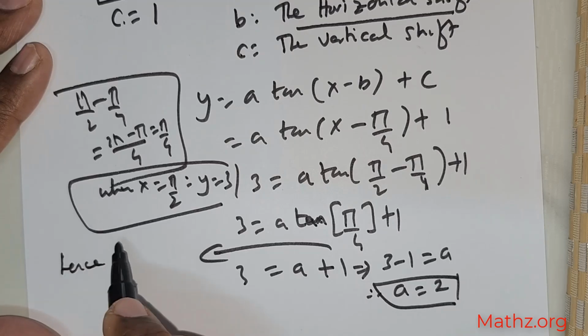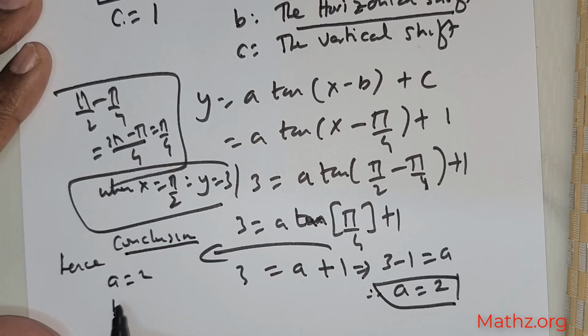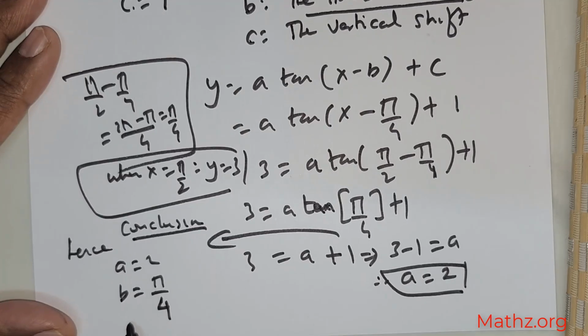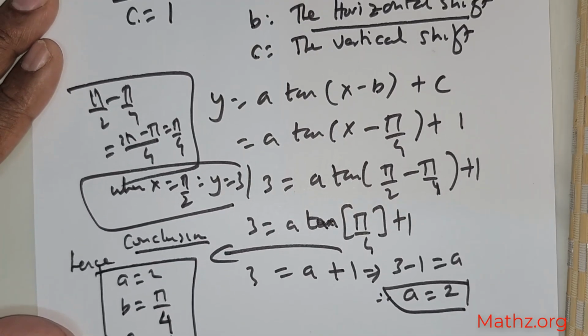So hence you can sum up the conclusion. So what is the conclusion? A is equal to 2, b is equal to pi over 4 and c is equal to 1. So you can box that. That is what is required in this question, and we have got that.